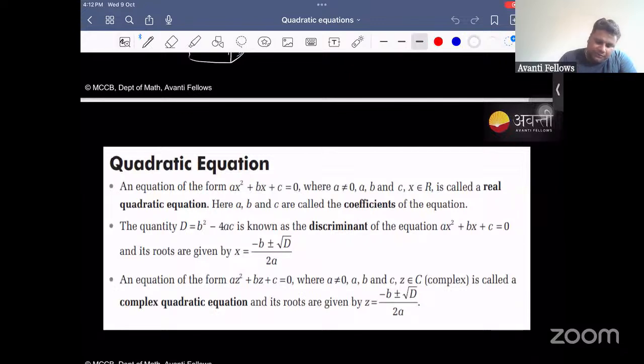So first of all, what is a quadratic equation? An equation of the form ax square plus bx plus c, where a not equal to 0 and a, b, c are some constants, we call it a real quadratic equation. Here a, b, c are called the coefficients of the equation. Now, with coefficients, A is what? A is the leading coefficient.